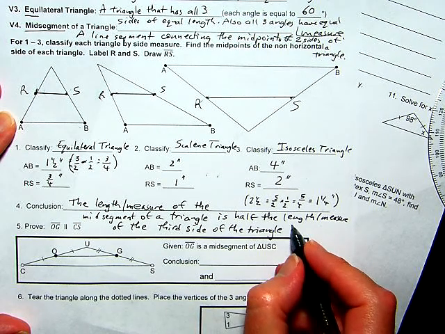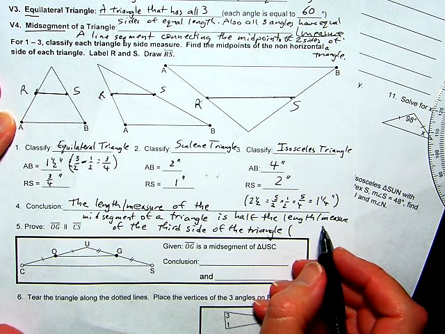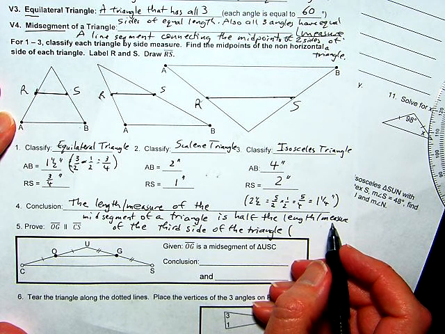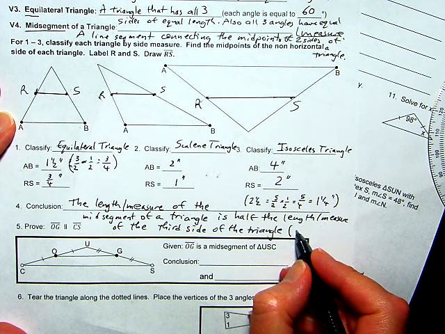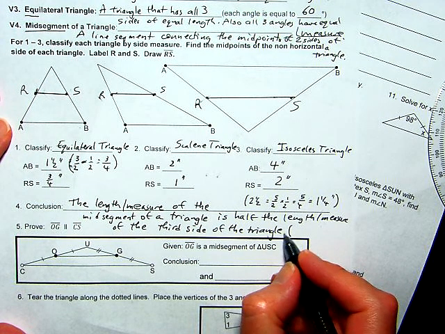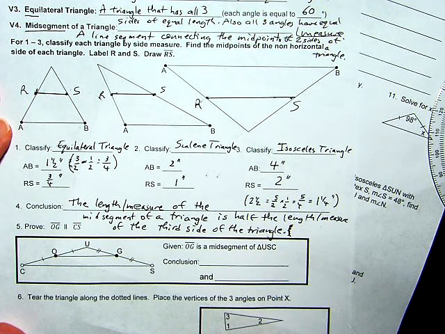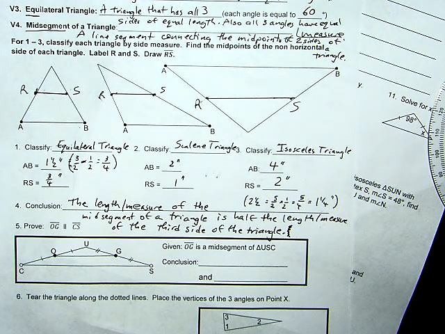And to clarify, that's the side that is not the side that contains the midpoints. The third side of the triangle is the side that was not used to create the mid-segment.